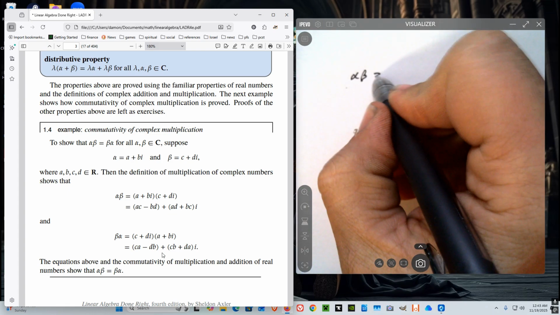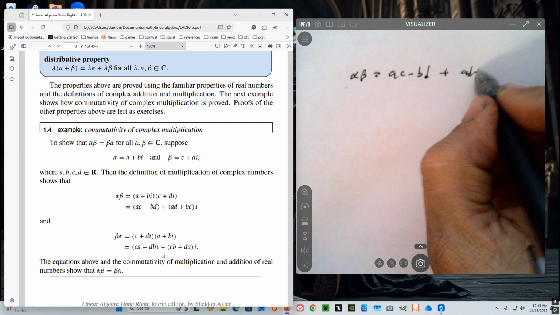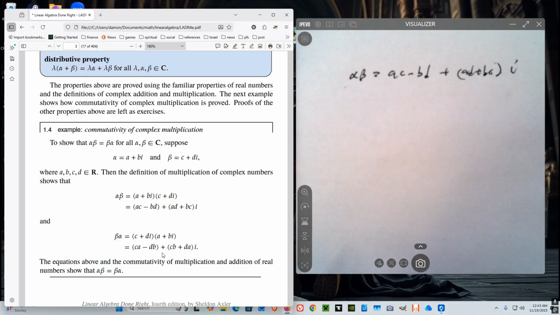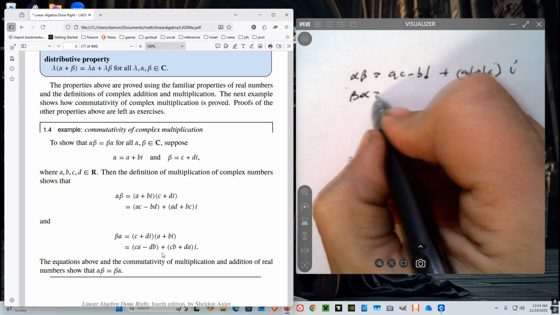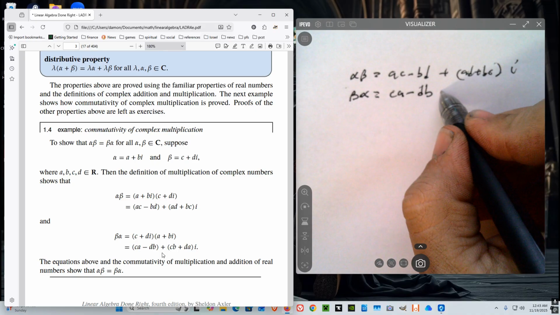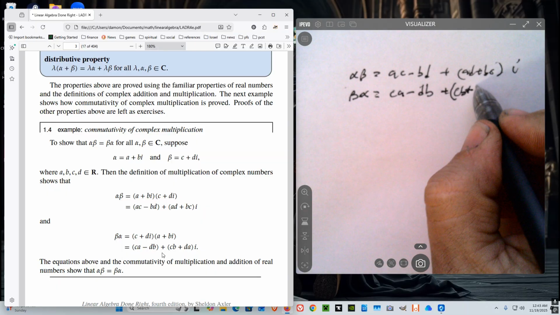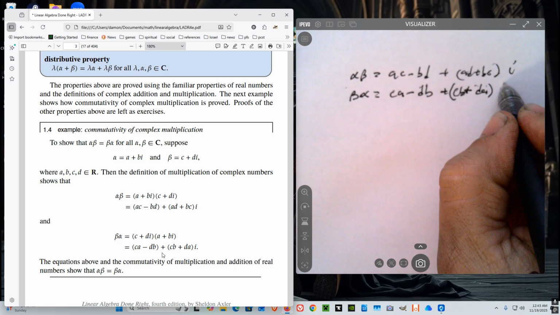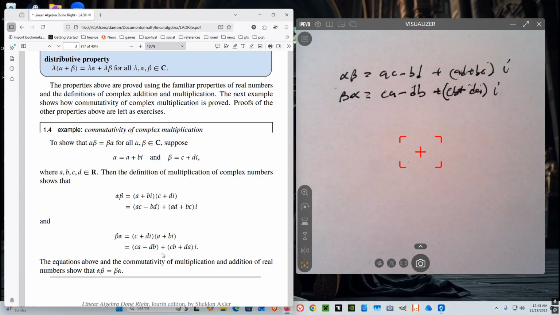alpha beta, he got AC minus BD plus (AD plus BC)i. And for beta alpha, he got CA minus DB plus (CB plus DA)i. Now let me see if I can get this to focus. Okay, that's a little better.